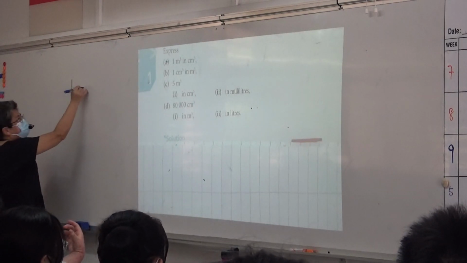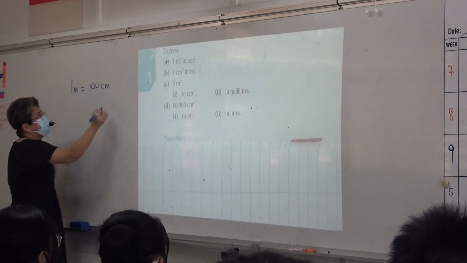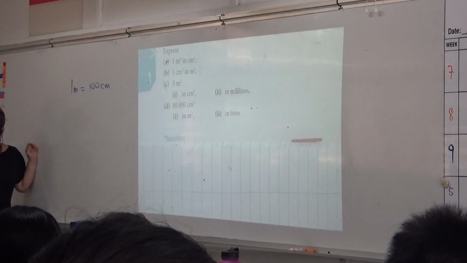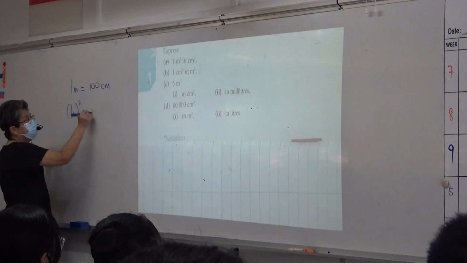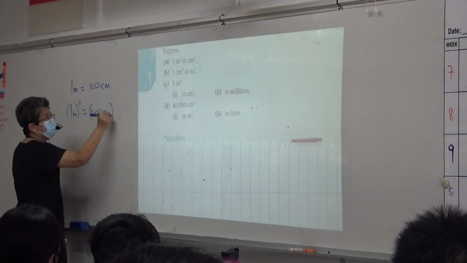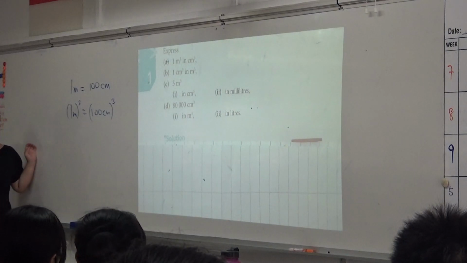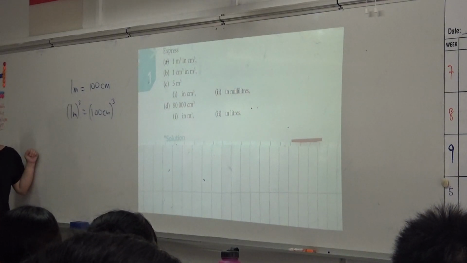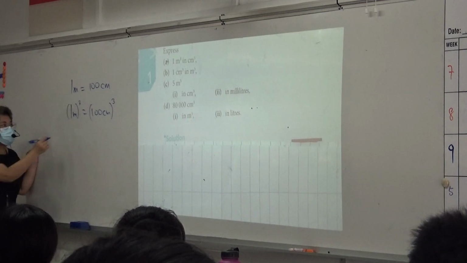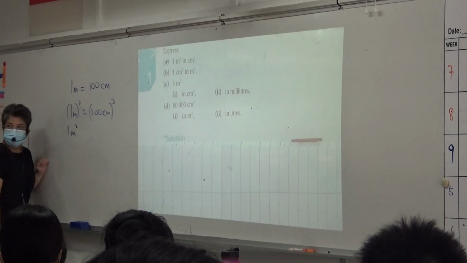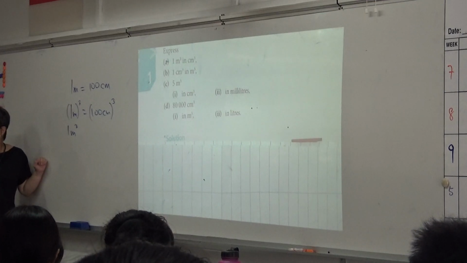Now, 1 meter is 100 cm, everybody knows this. Okay? So, if I cube this side, I must also cube this side, right? What's the meaning of 1 meter cube? 1 meter times 1 meter times 1 meter. So this is still 1 meter cube, right? 1 times 1 times 1 is still 1.